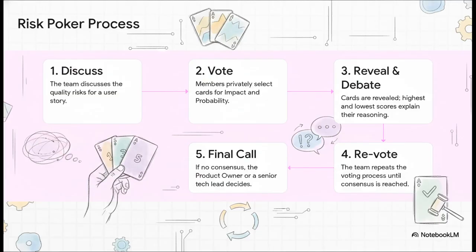Well, one really cool collaborative way is a technique called risk poker. It's basically a game where the whole team talks about a user story, and then everyone privately votes on its potential impact and the probability of it failing. And honestly, the magic happens when the scores are different, because the discussion that follows uncovers all these hidden assumptions and builds this incredible shared understanding of risk.